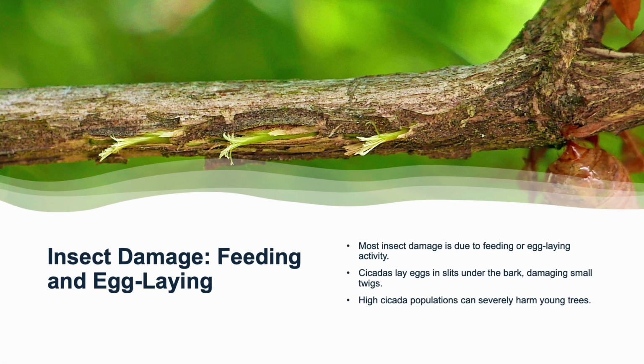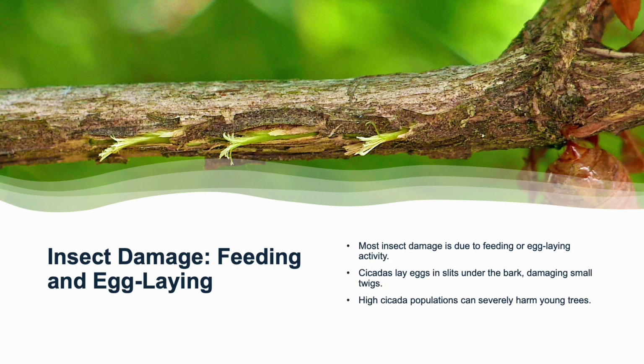Most insect damage to trees results from feeding or egg-laying activities. One example is cicadas, which lay their eggs in slits they create under the bark and small branches. This weakens branches, making them prone to breakage. During high cicada population years, this damage can be severe, especially for young or newly planted trees.